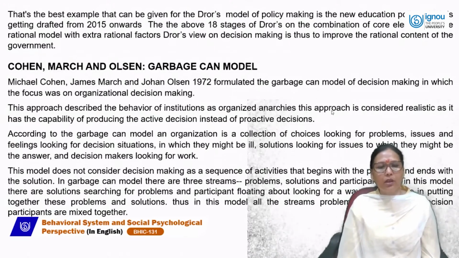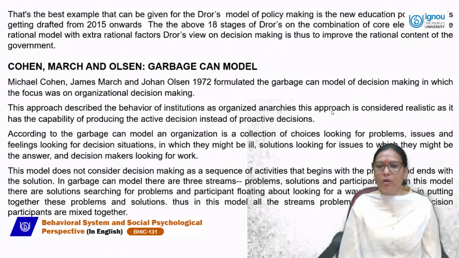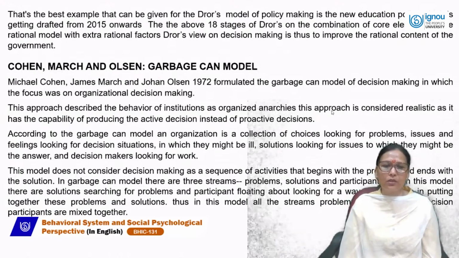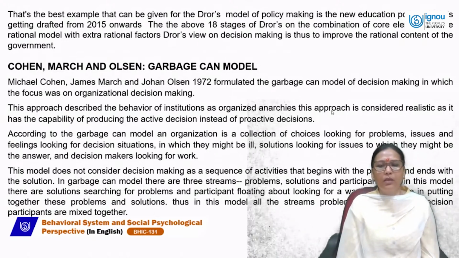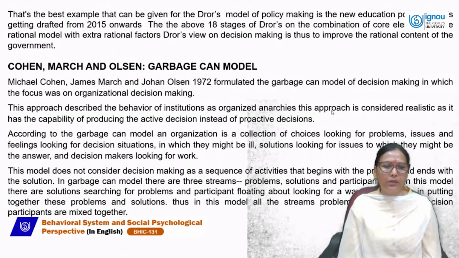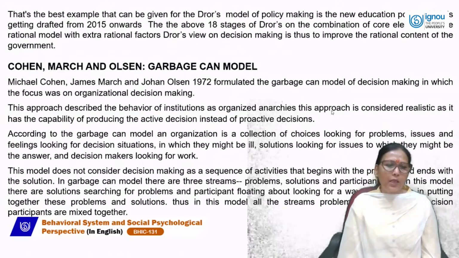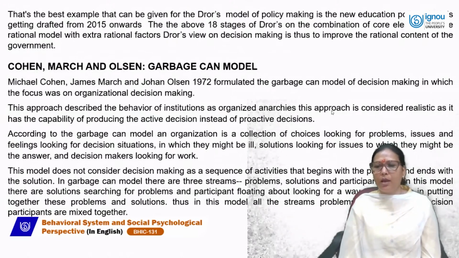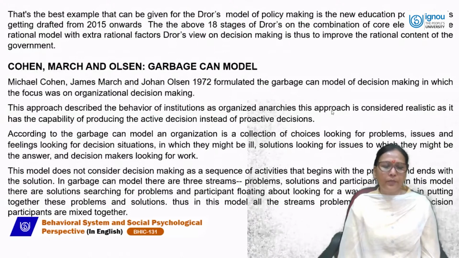According to the garbage can model, an organization is a collection of choices looking for problems, issues and feelings looking for decision situations in which they might be aired, solutions looking for issues to which they might be the answers, and decision makers looking for work. This model does not consider decision making as a sequence of activities that begins with the problem and ends with the solution. In the garbage can model, there are three streams.